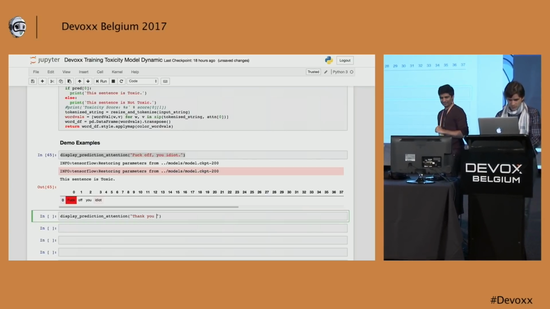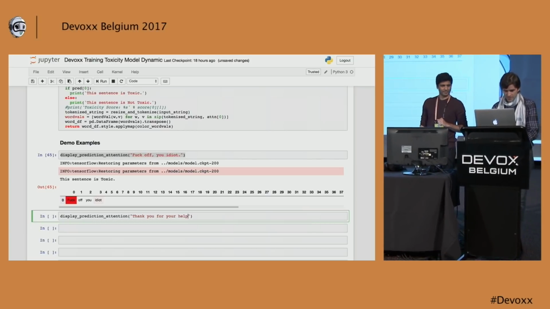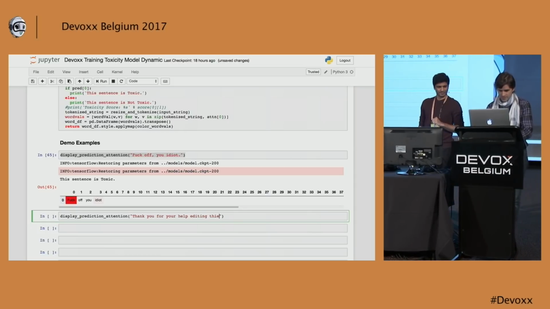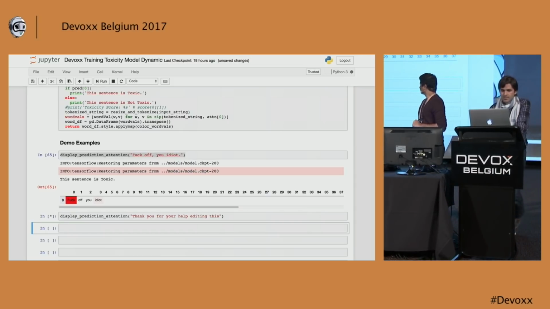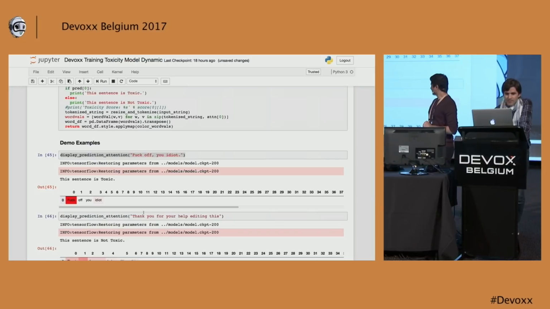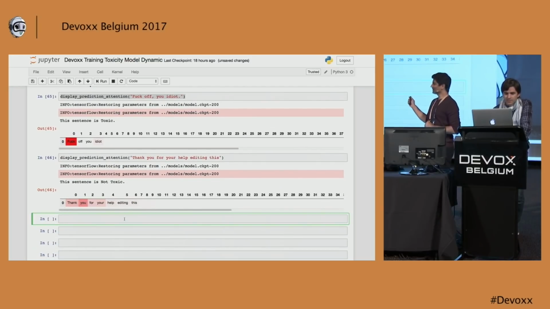Thank you for your help editing this. This should not be toxic. Yeah, some of these are real-world examples. The model, again, correctly determines that this is not toxic. And you can see that the attention is sort of spread out throughout the sentence. It's not paying attention to anything that much in particular.